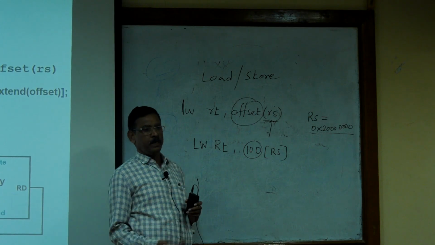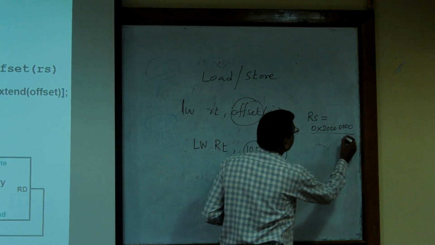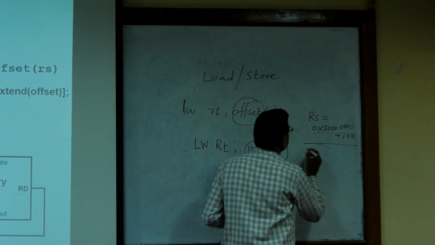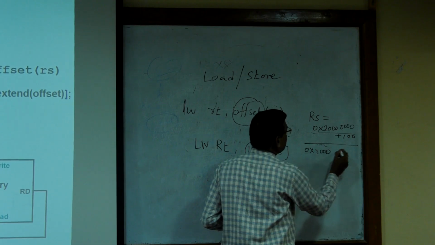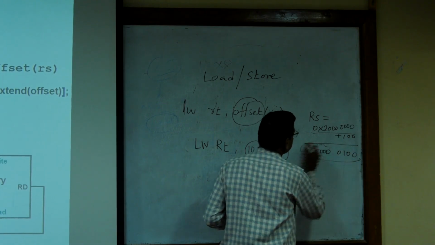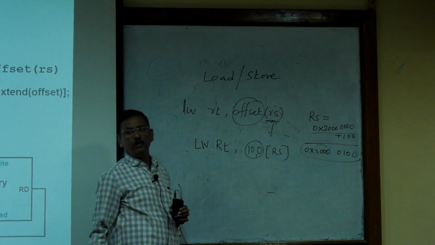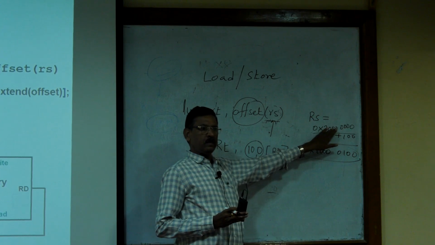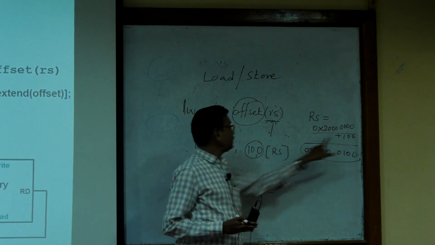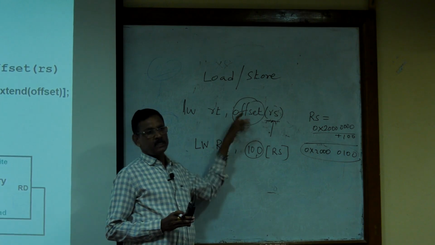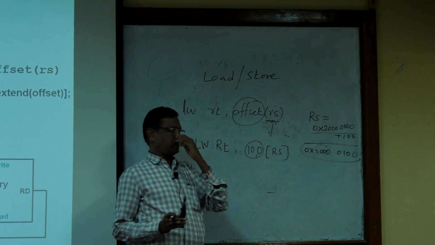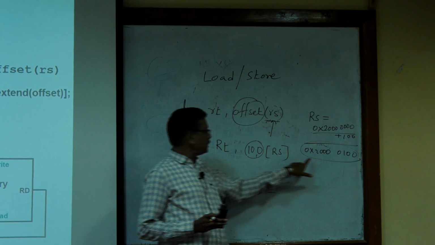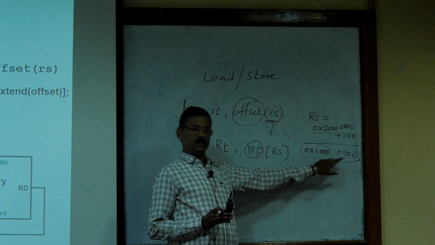The offset is the displacement, so this displacement will be added to this, and then we get the final address of the data. So this is displacement plus base. This is the base address, and the displacement can be any 16-bit or 8-bit number. Base address plus displacement is the effective address, the final address.